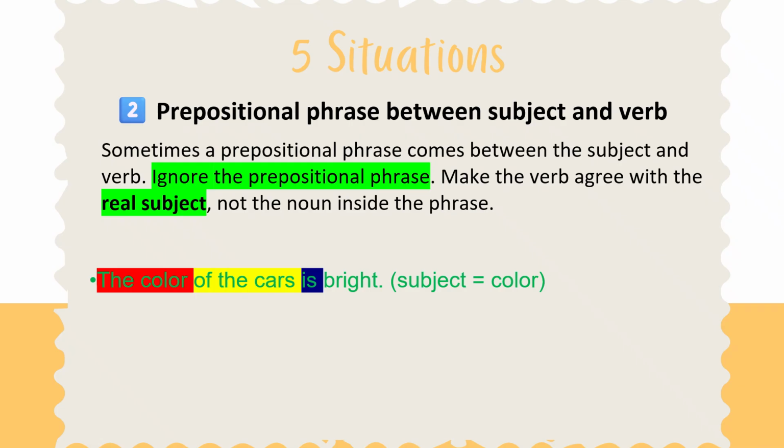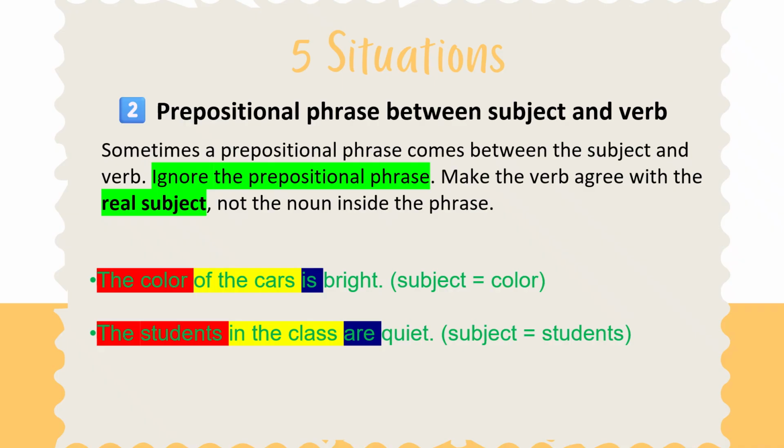Let's see one example. The color of the cars is bright. Here we have a prepositional phrase, of the cars. Looks like plural, but we need to find the real subject. The real subject is the color. Of the cars is only one prepositional phrase that modifies the color, the subject. So the color is the real subject, which is singular. So we use the singular form of be, which is.